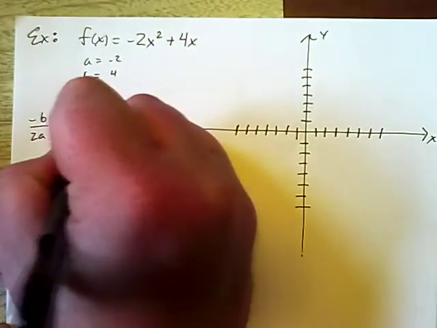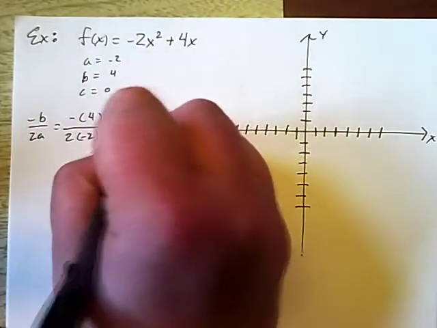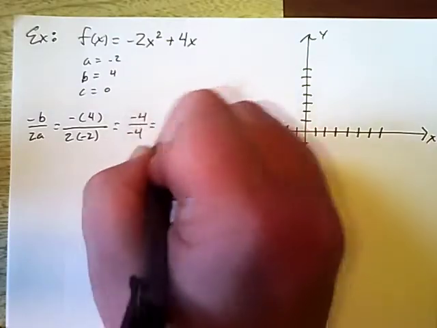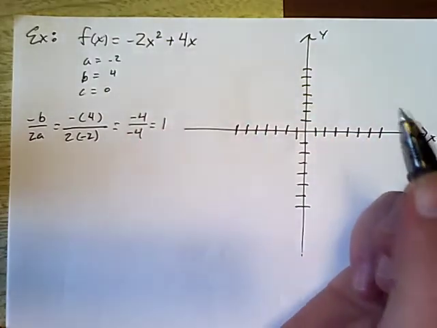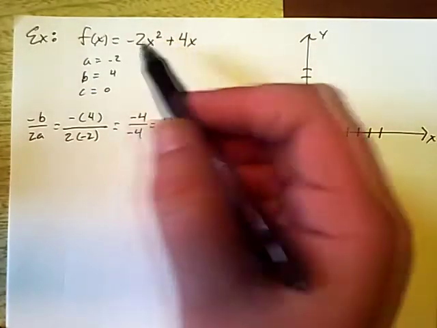A value here is negative 2. So the opposite of positive 4 is negative 4. 2 times negative 2 is negative 4. Negative 4 divided by negative 4 is a positive 1. Now I want to take this 1 and plug it back into the function.